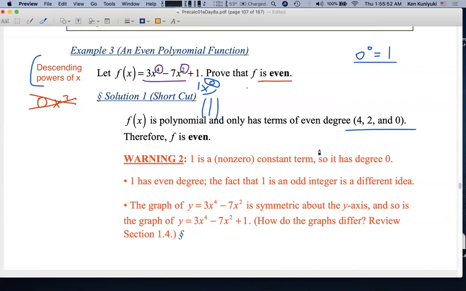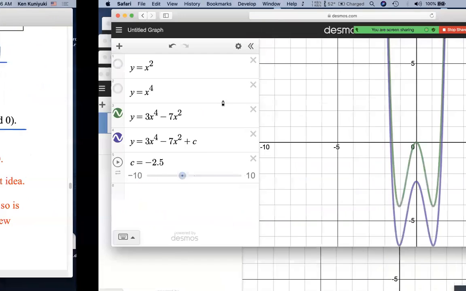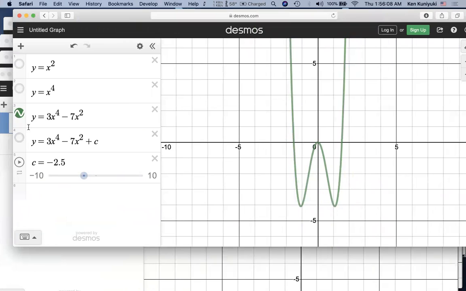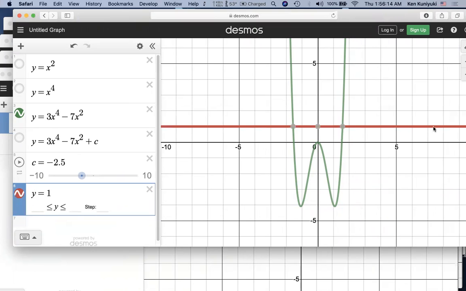That doesn't matter. In fact, when you look at this odd integer 1, because that represents a constant function, remember, all constant functions are even. Here's the graph of y equals 3x to the fourth minus 7x squared. What's the graph of y equals 1? It's that flat line, that red flat line, also symmetric about the y-axis.